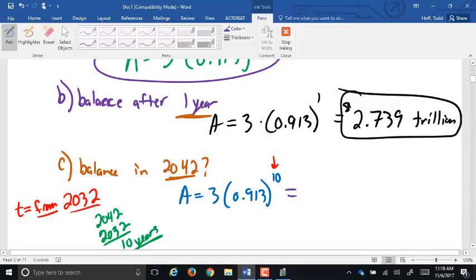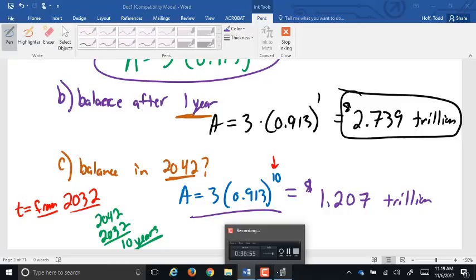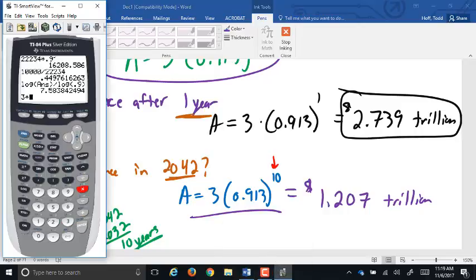So what did you get for a balance here today on this one? 1.2? Yep, I actually get 1.207, but probably just a round off. Okay, so 3 times 0.913 to the 10.